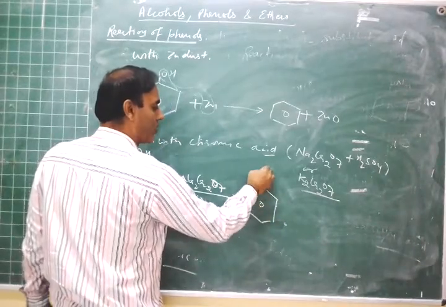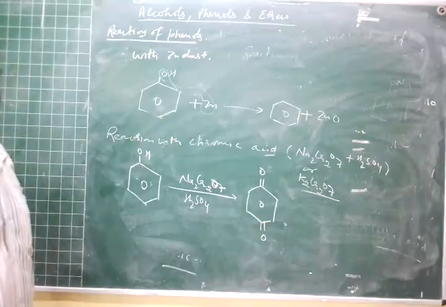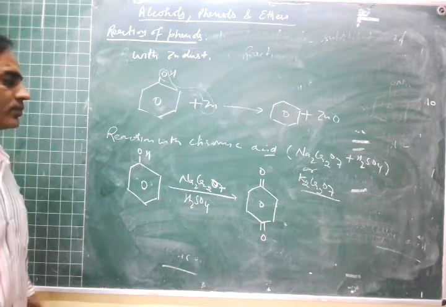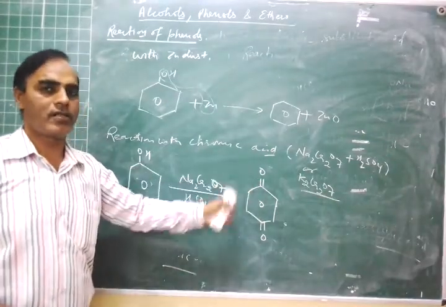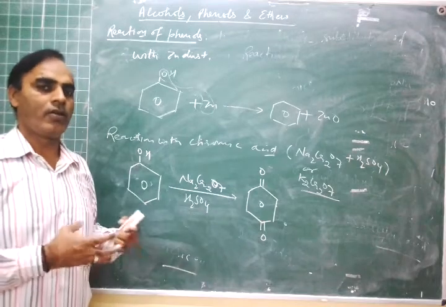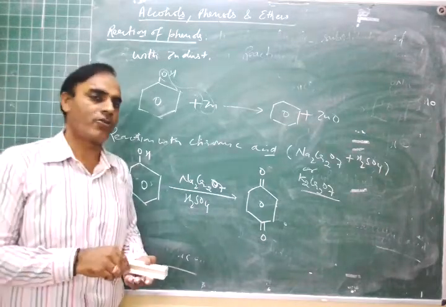Here will be a ketone group, here will be another ketone group. This is also known as benzoquinone, right? So this is the diketone because two ketones are there. So this is in general known as diketone, and its name is benzoquinone.